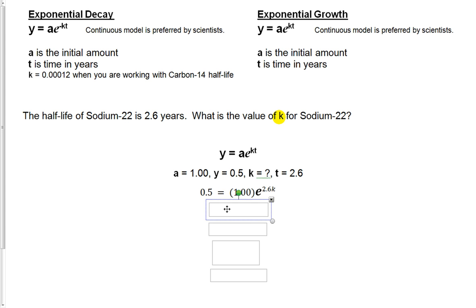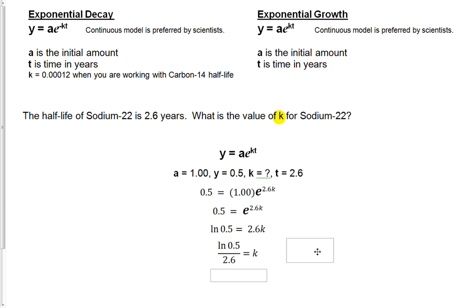Get rid of that 1, clean it up a little bit. Then we need to undo our base e. So we take the natural log of both sides. Natural log of the left side, ln 0.5. Natural log of the right will get rid of that base, and we'll be left with just 2.6k. Finally, we divide both sides by 2.6 in order to get k by itself. Pop it in your calculator, and you're going to get negative 0.2666, approximately. So that's going to be our k value. That's going to be the final answer that we are looking for here.